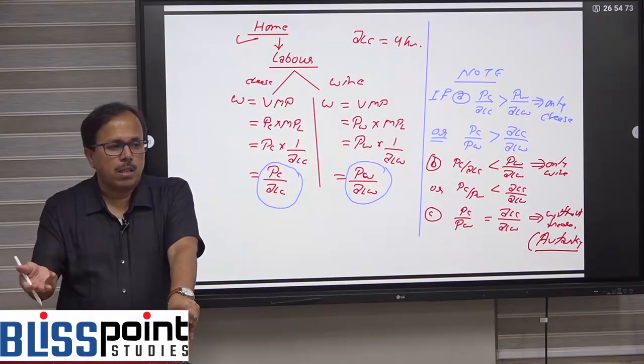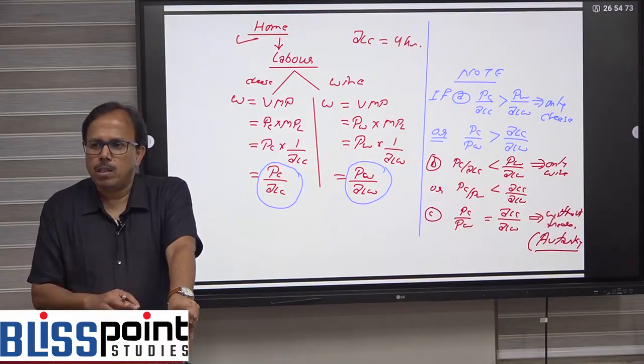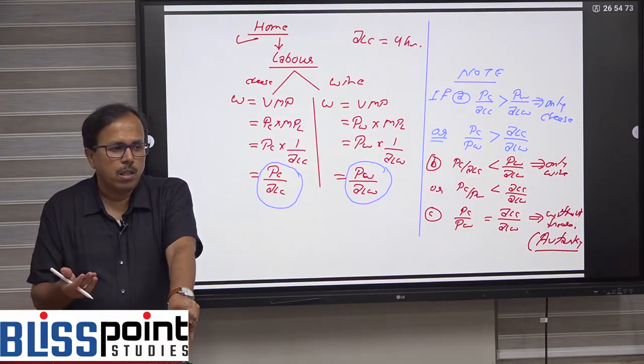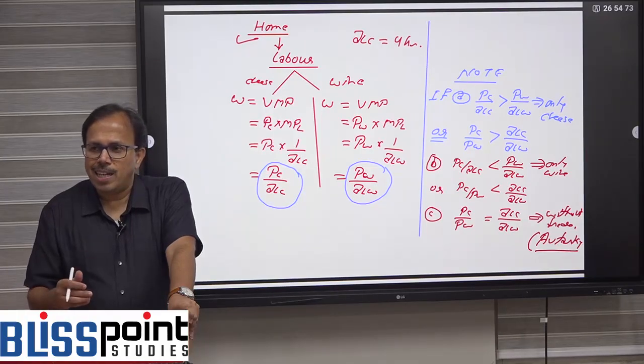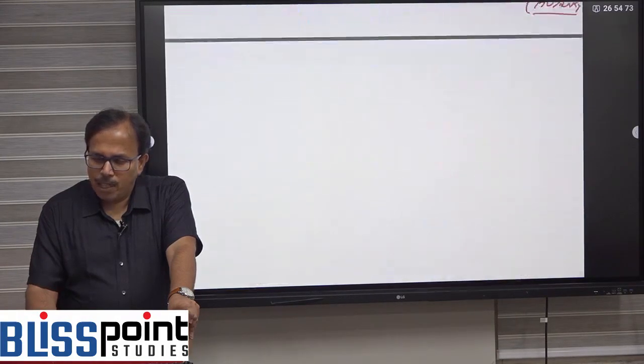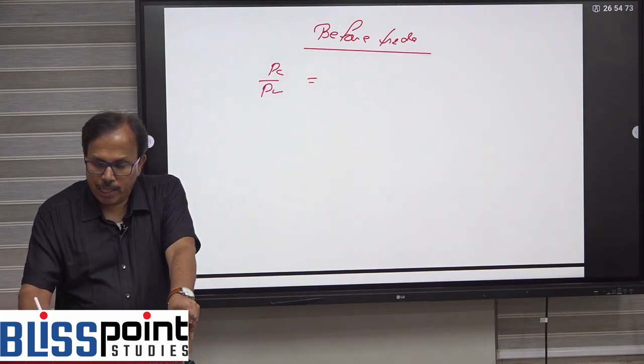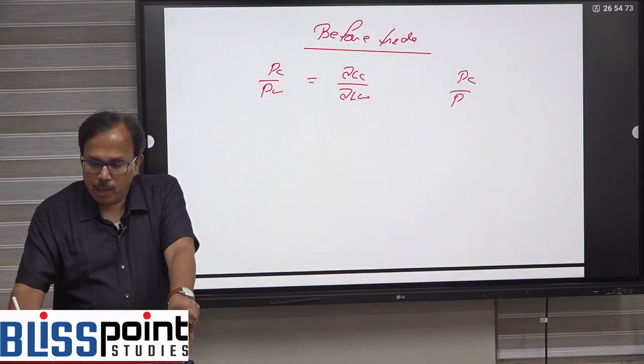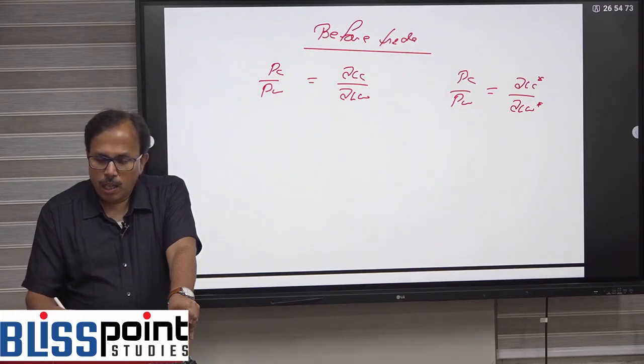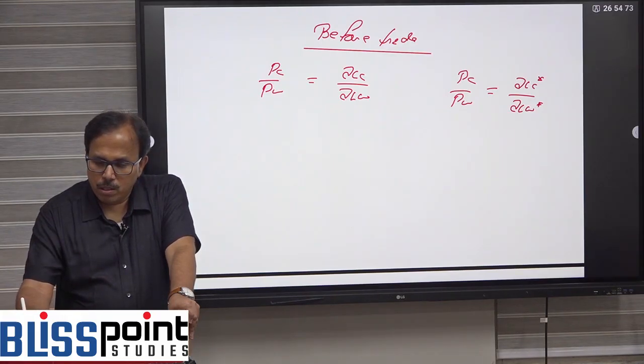We trade because prices are different. If prices are already equal before trade, there is no purpose of trade. Trade arises because prices are different. That means I can simply write what the price is before trade. Before trade, PC upon PW in home country is equal to ALC upon ALW, and PC upon PW in foreign country is ALC star by ALW star.